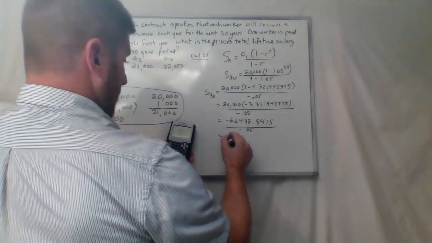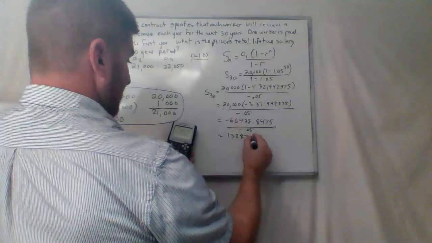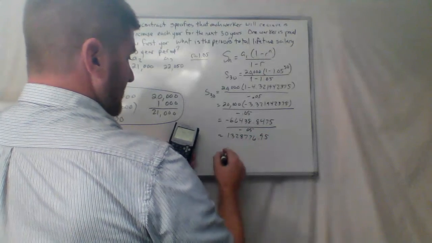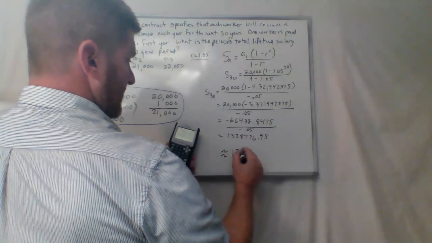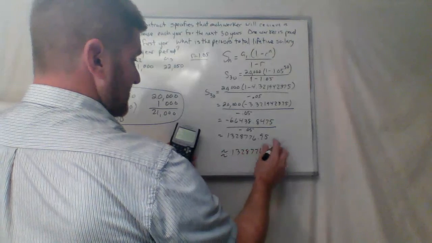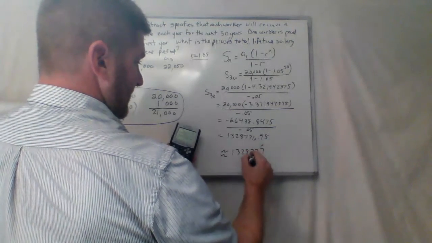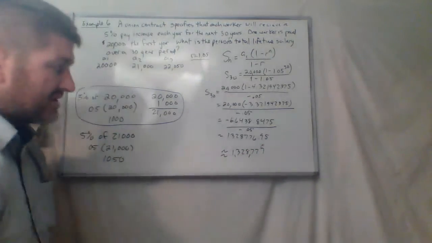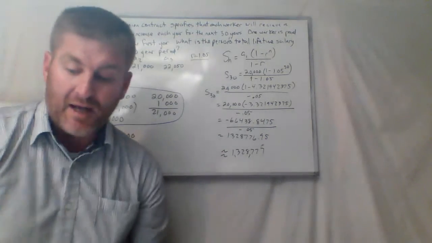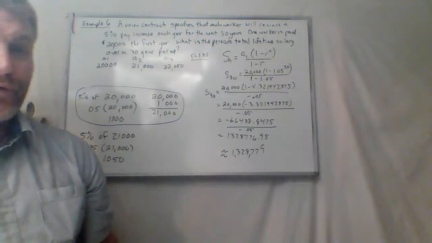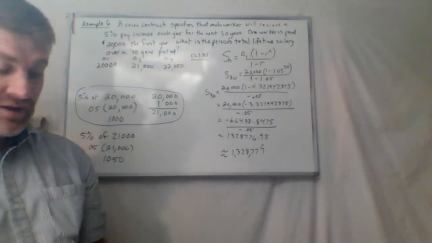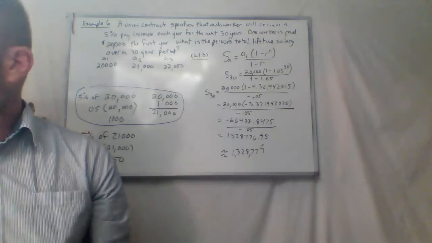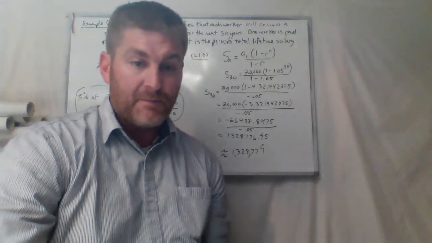Now I'm going to do my division by negative 0.05. And I get 1328776.95. So this is approximately 1328776. I'll round this to the nearest dollar. So over 30 years, this person's making almost $1 million cumulative over that 30-year period. All right, so I would like for you guys to try checkpoint 6.